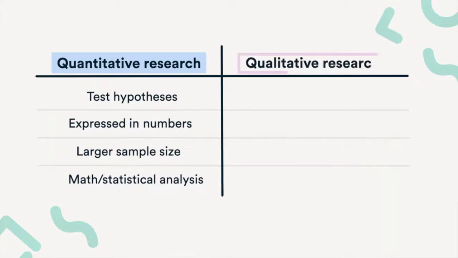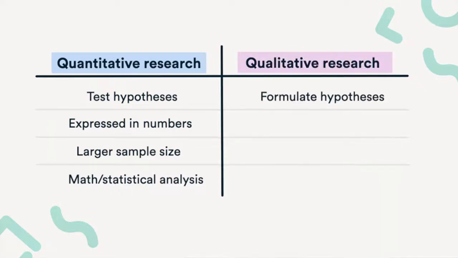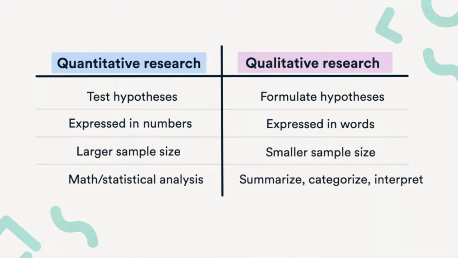On the other hand, qualitative research allows you to formulate a hypothesis. So yes, opposite to quantitative research, this approach will yield data that's expressed in words and also require fewer respondents. The data is then analyzed by summarizing, categorizing, and interpreting.